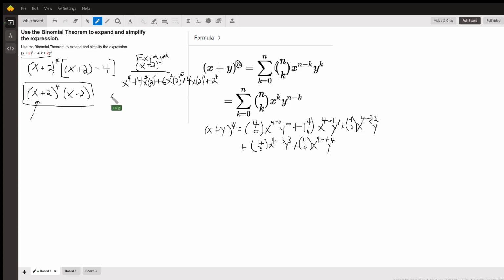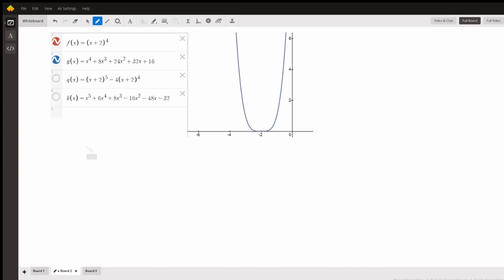So in the end, this simplifies to x to the fourth plus 8x cubed, plus, 2 squared is 4 times 6 is 24, x squared, plus 32x, plus 16. Now we want to multiply that by x minus 2 to get the final simplified result. Take x times every term up here. Well, you know what? I'm not going to write it out. I'll show you what it came out to be on the next board.